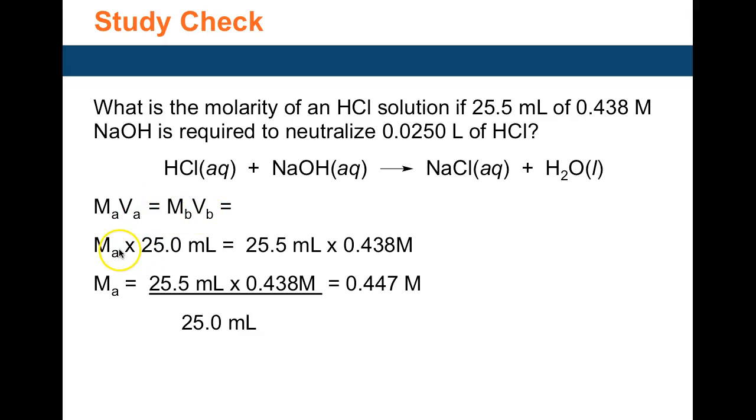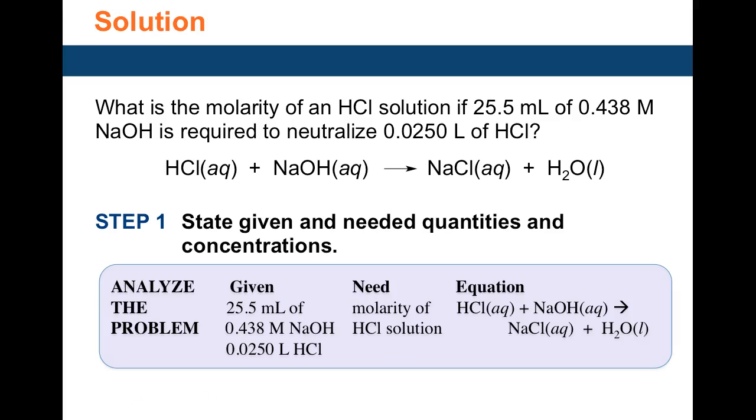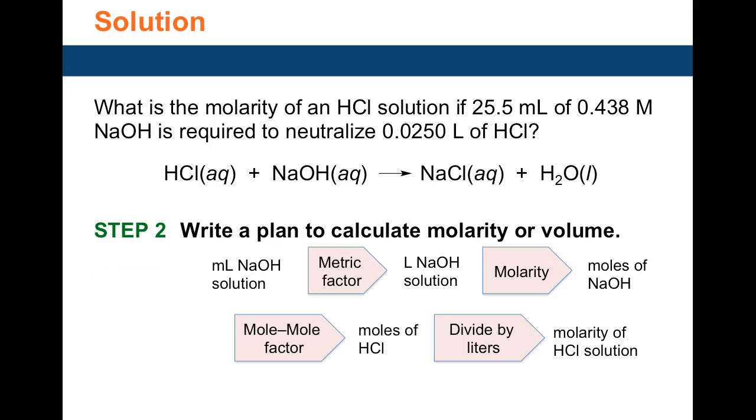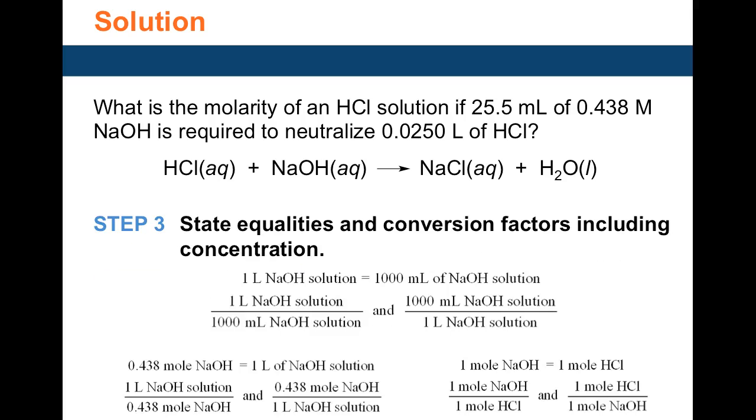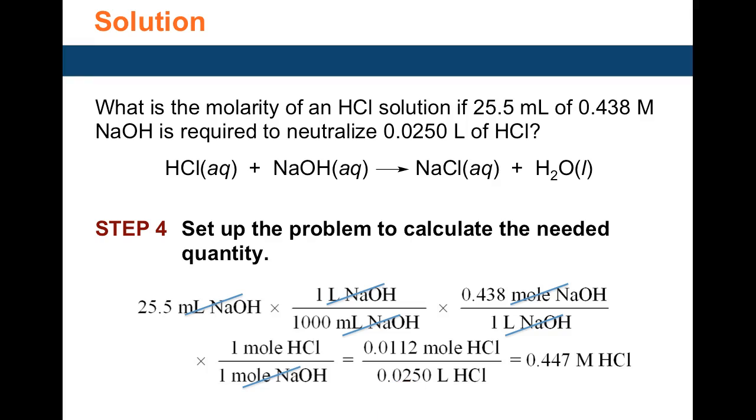Ma times the 25 ml, you can convert everything into ml, is equal to 0.438 M times 25.5 ml for the base. Then divide both sides by the 25. So Ma works out to be 0.447 molar. Or you can do it the long way and you'll arrive at the exact same answer.